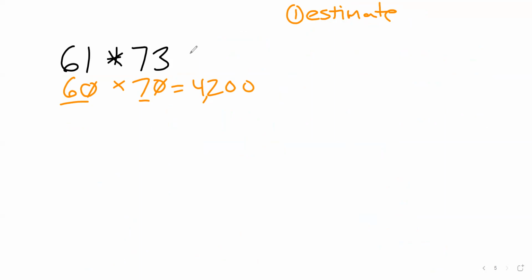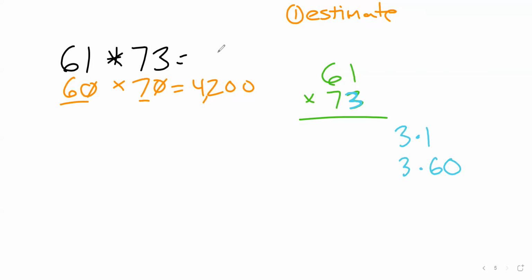So let's now go in and do the next work. We're going to stack. So I'm going to come over here. I'm going to say 61 times 73. And we're going to do our parts. So remember, the first part is I'm going to do the 3, and I'm going to multiply that by the 1 in 61. And I'm going to take the 3 and multiply it by the 60 in 61. Then I'm going to come over and do the 70. So I'm going to take the 70 and multiply it by the 1 in 61. And then I'm going to do the 70 and multiply it by the 60 in 61.